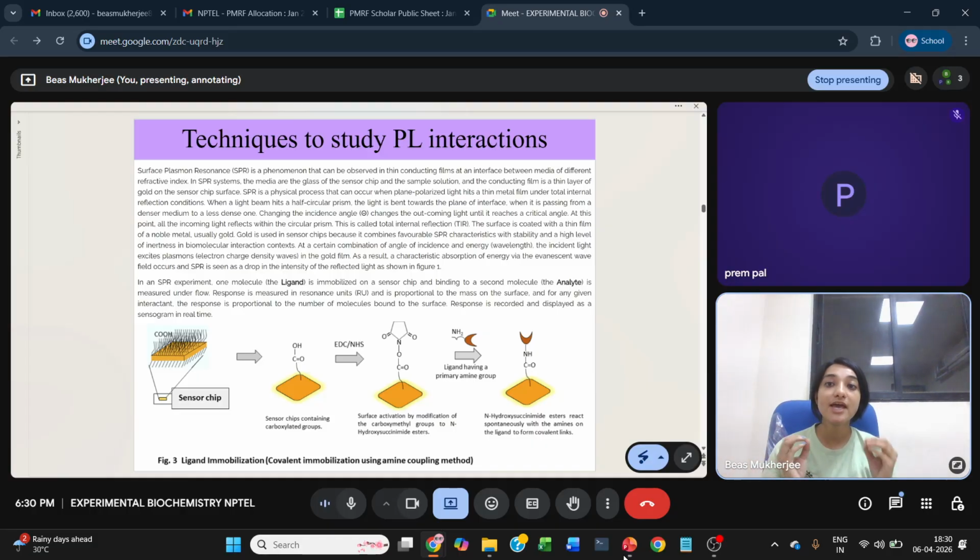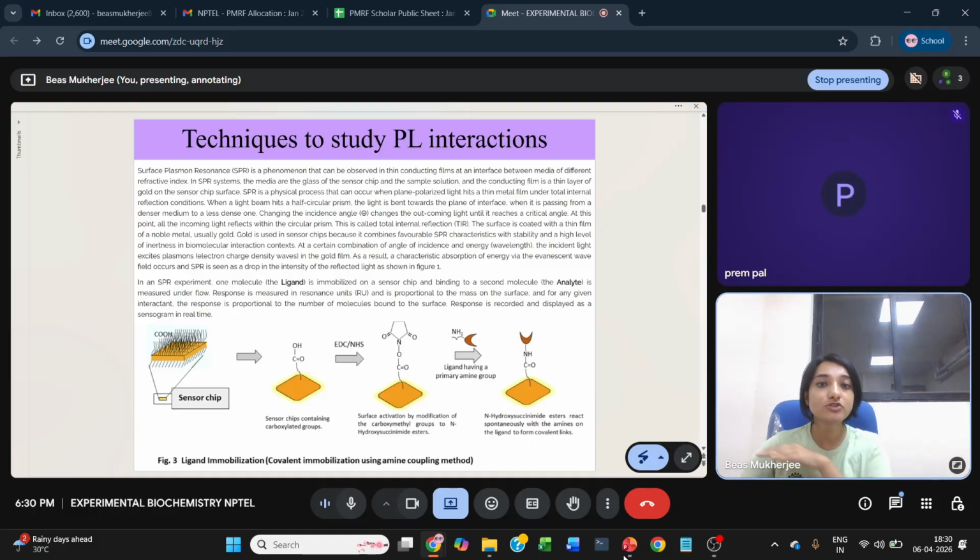When a light beam hits a half circular prism, the light is bent towards the plane of the interface when it is passing from a denser medium to a rarer medium. That is the characteristic of total internal reflection. So this is the rarer medium and this is the denser medium. Now let's see what happens. Changing the angle of incidence changes the outgoing light until it reaches a critical angle, which is your IC. At this point, all the incoming light reflects within the circular prism. This is called total internal reflection.